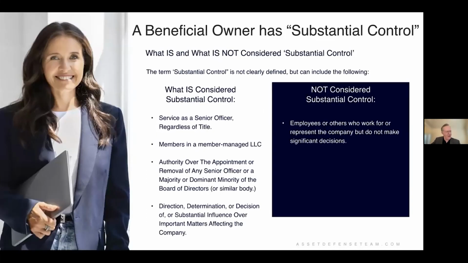So we talked about the first of those beneficial owner tests: you have 25% or more ownership. Well, let's say you don't have 25% ownership. This is the second test, and that is, do you have substantial control? So what is considered substantial control? Well, it's not very well defined, as you can tell, but this is what we do know. If you're a senior officer of a company, regardless of whether you're a secretary, a treasurer, a vice president, or a president, you have substantial control.